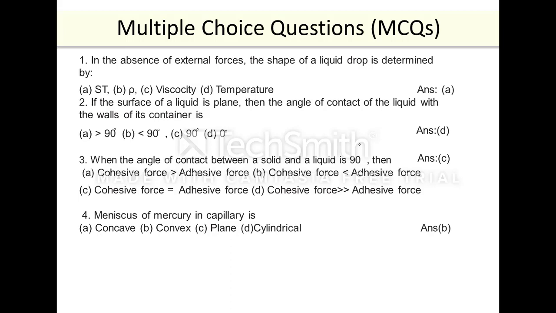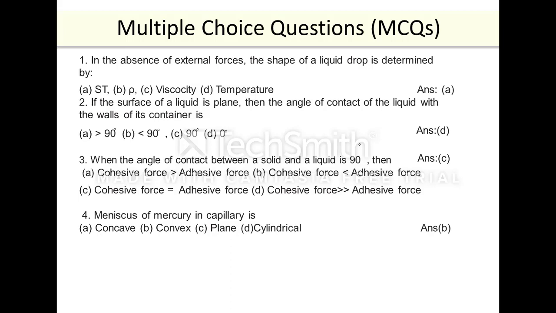Question number 2. If the surface of a liquid is plane, then the angle of contact of the liquid with the walls of its container is option A, greater than 90 degree, option B, less than 90 degree, option C, 90 degree, and option D, 0 degree.